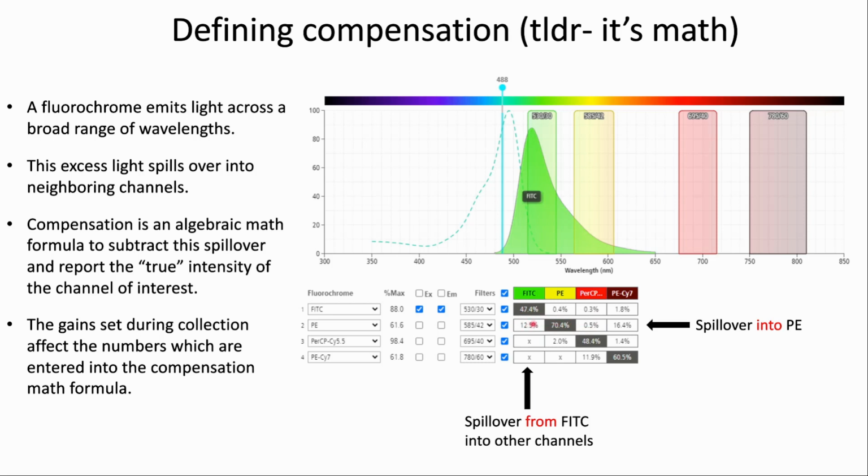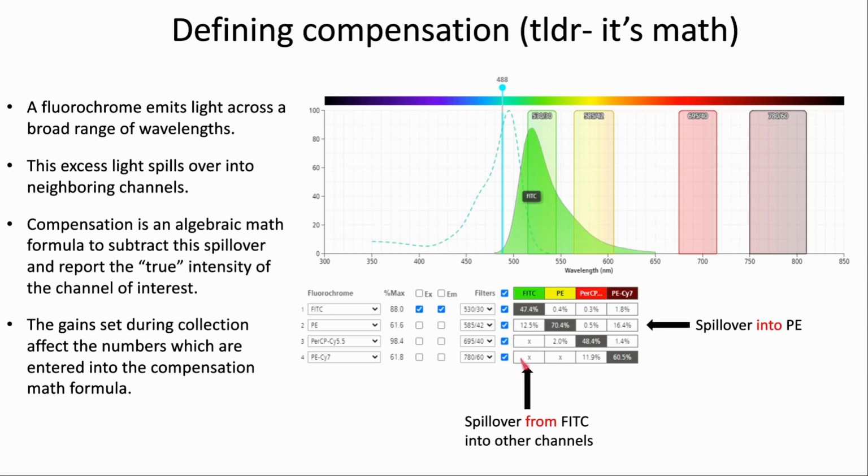Compensation is an algebraic formula to subtract this spillover in order to report the true intensity of the channel of interest. For PE, we have a certain fraction of the FITC spilling over and being detected by the PE channel. In this example here, we have a percentage of possibly 12% of the total intensity of FITC being read out in the PE channel. This is the spillover into PE.